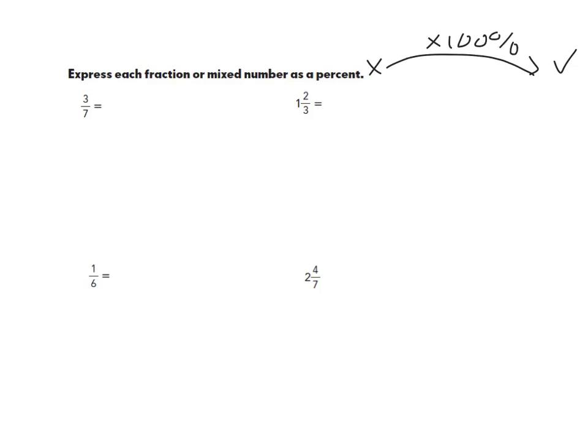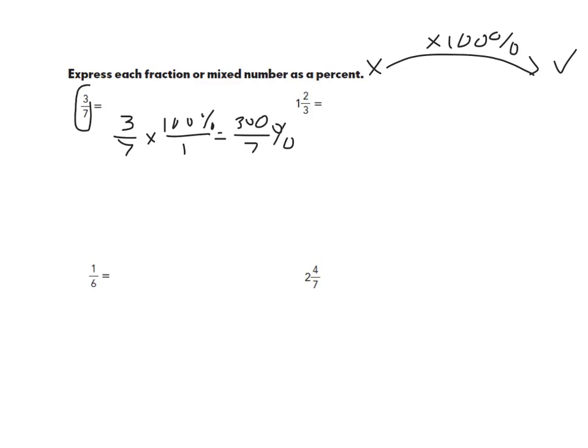It might not be as clean as something that's more easy to convert to a 100, but it'll work. So, for instance, if I take 3/7, and I multiply it by 100%, it'll work. It'll get me there. Now, it's not super clean. It gives me 300 over 7%.